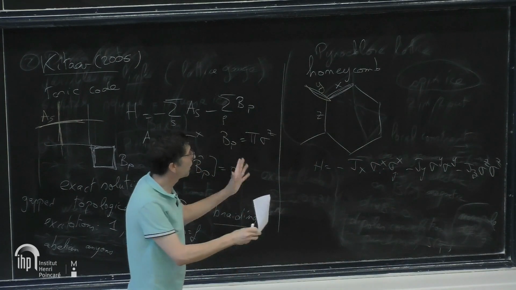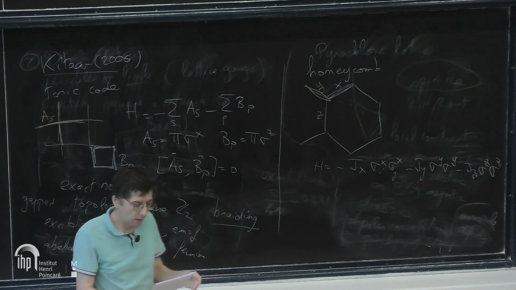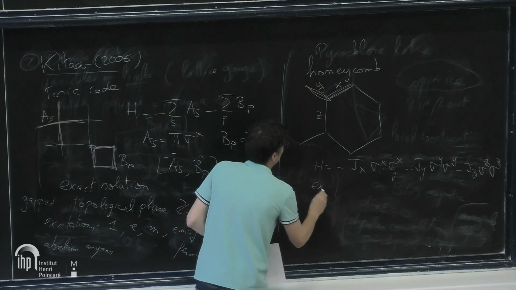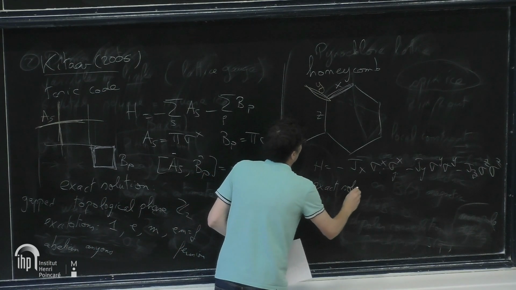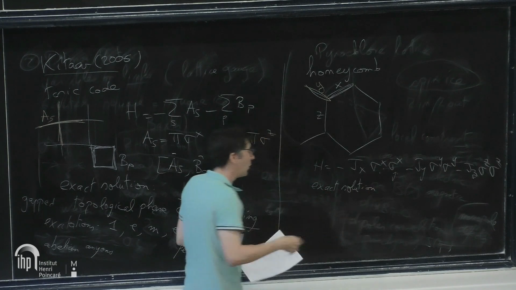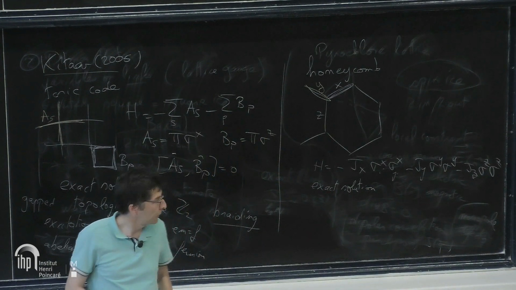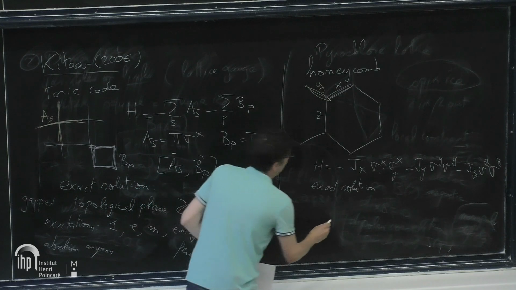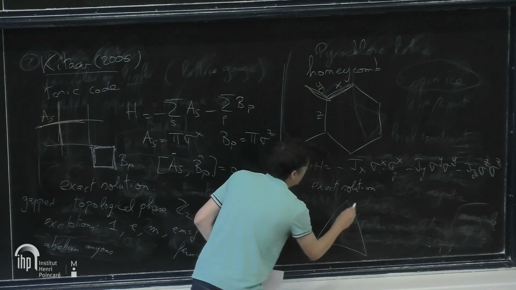So it looks like a very fine-tuned model, very complicated. You can play with this. And similarly, you have an exact solution. So it's more involved. You need to use some Majorana representation of the spin. But the nice thing is that you can play with these parameters.